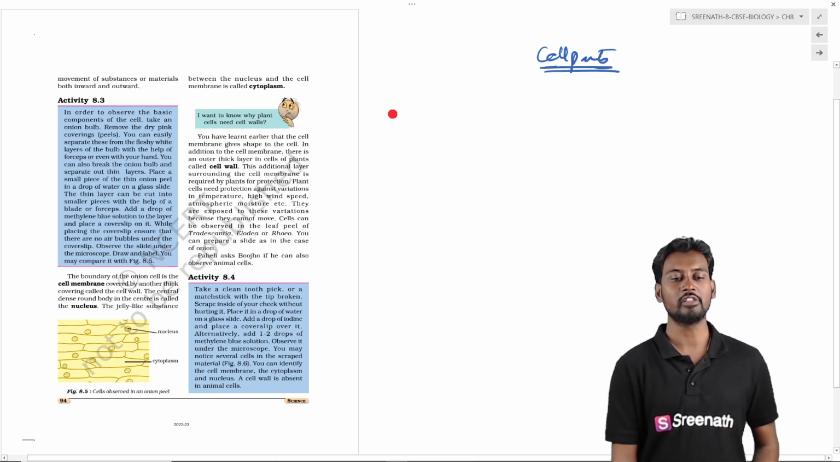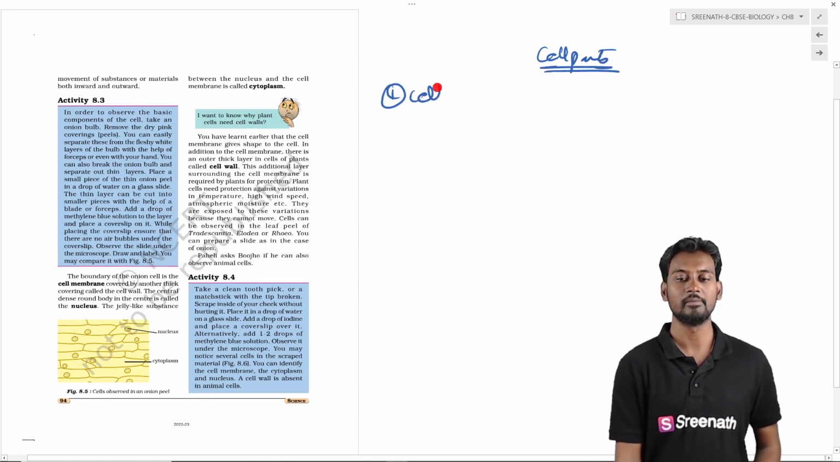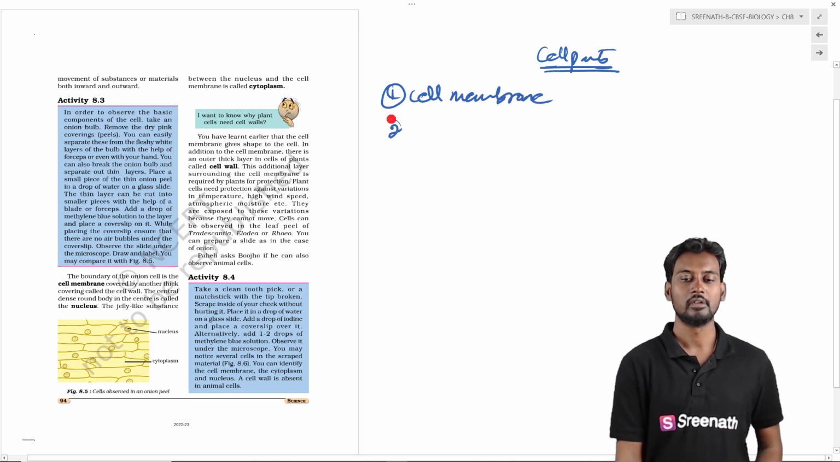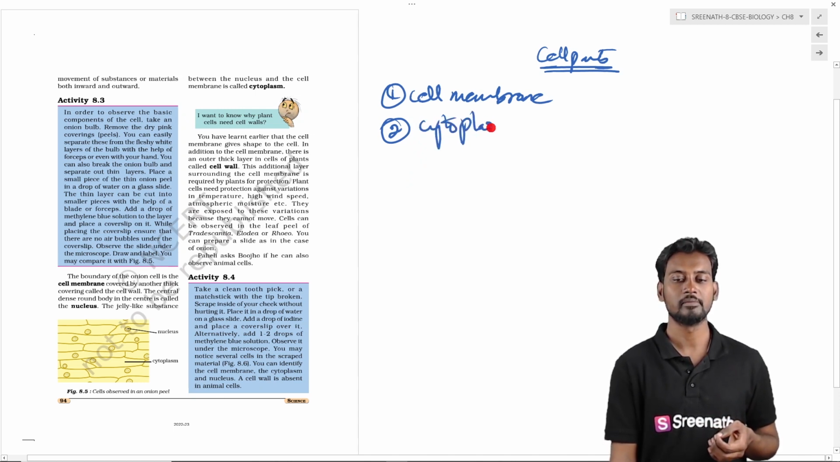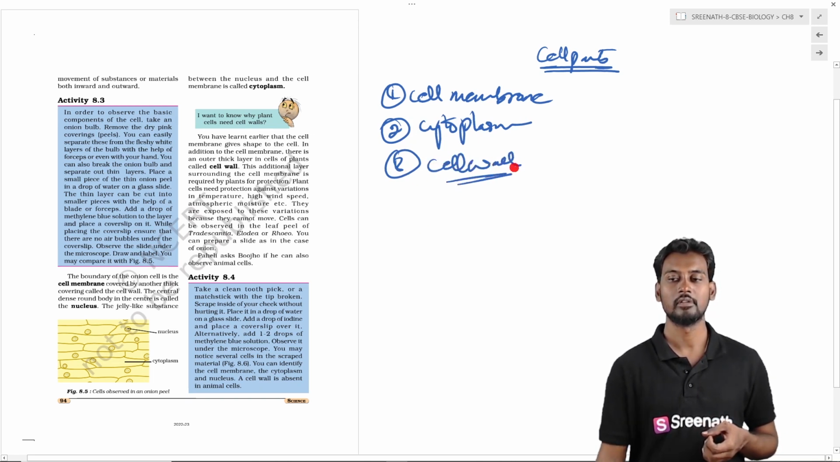So the different parts of the cell are, first, the cell membrane. Next is the cytoplasm, and the third one is the cell wall. It is basically present in the plant cell and not in the animal cell.